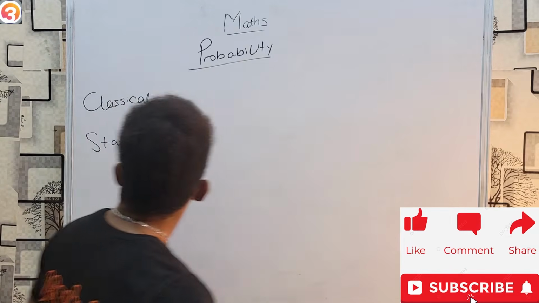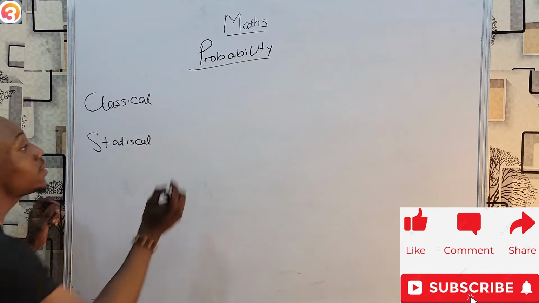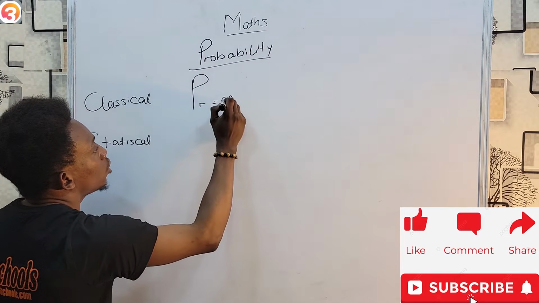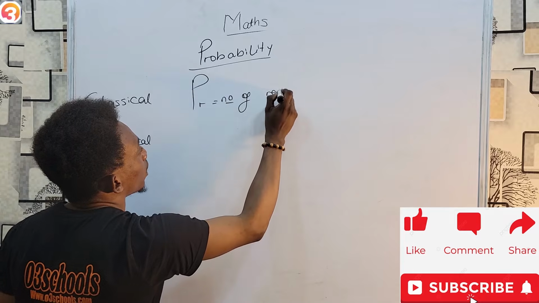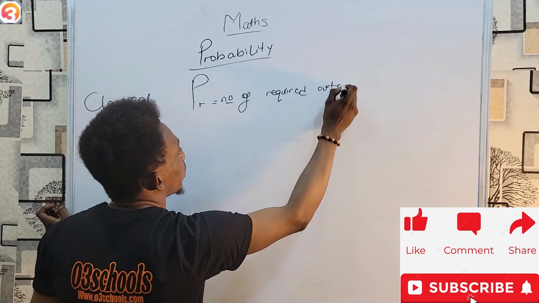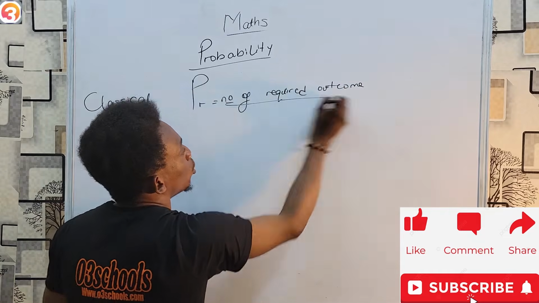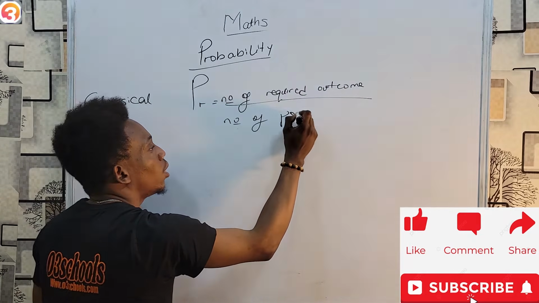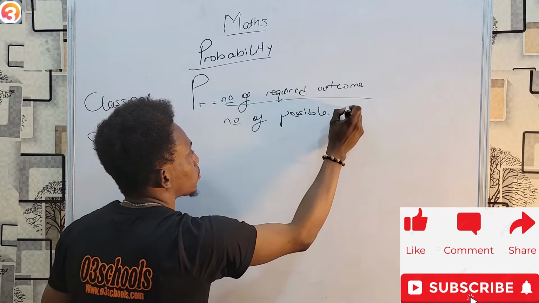But whether statistical or classical, probability has a simple formula. That is, probability equals the number of required outcomes over the number of possible outcomes.